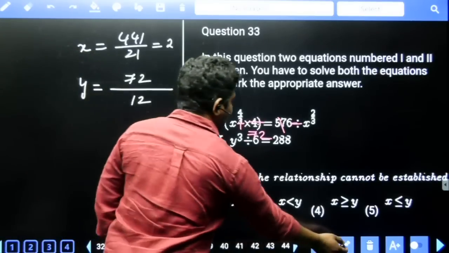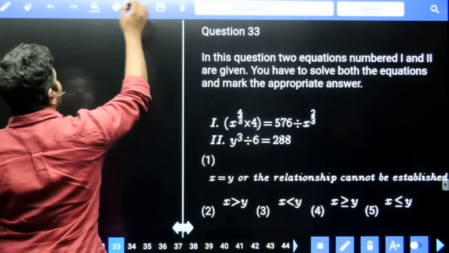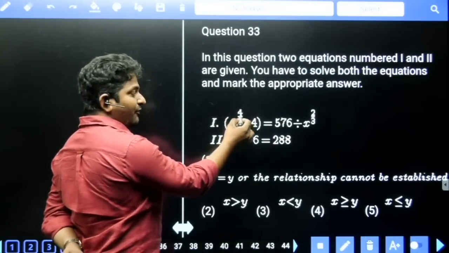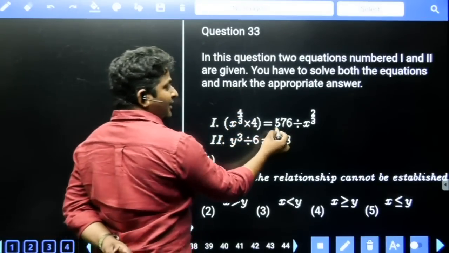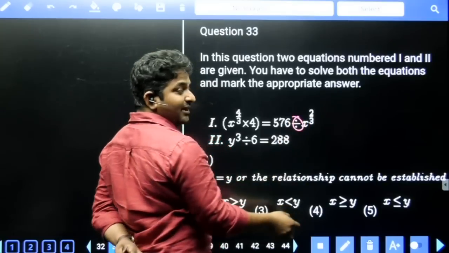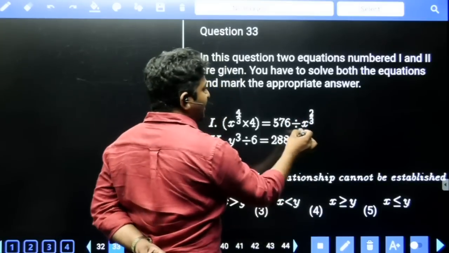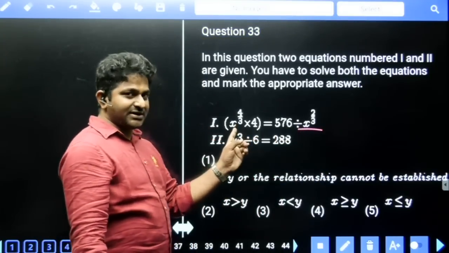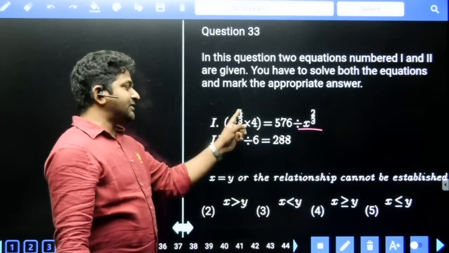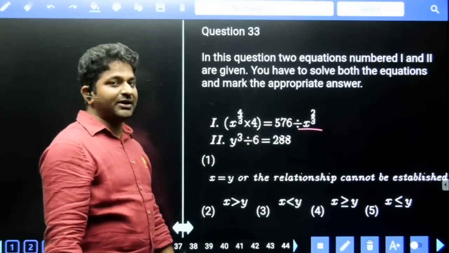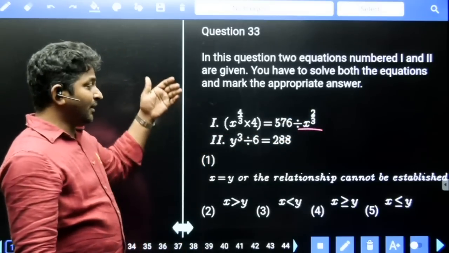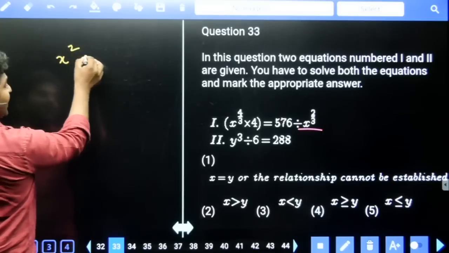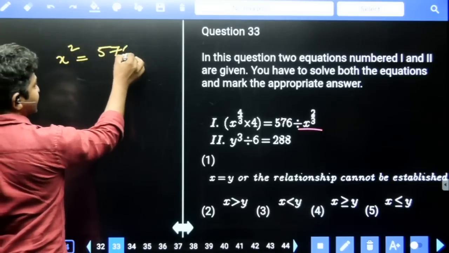Next. Here in numerator, left hand side we have x to the power of 4 by 3 into 4. Right hand side division symbol is there. That means denominator. Your denominator is x to the power of 2 by 3. If this value comes to left hand side, that becomes multiplication. x power 4 by 3 into x power 2 by 3 is equal to x power 6 by 3, that is x square. And x square is equal to 576.